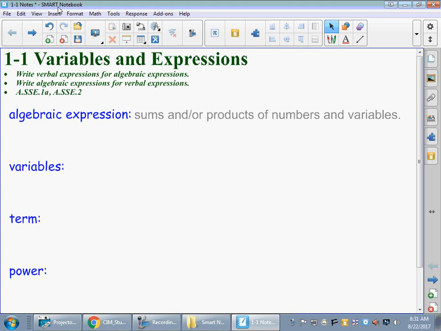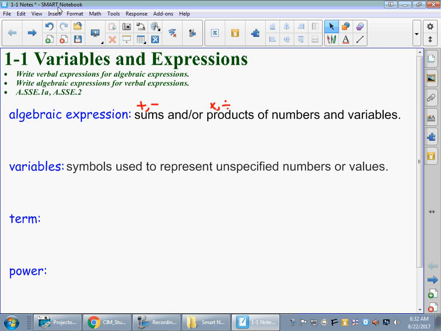Some vocab for us here. An algebraic expression is the sums and/or products of numbers and variables. Now I know it says sums, which implies addition, and I know it says products, which implies multiplication, but if you add a negative number, it actually brings in subtraction. And if you multiply by a fraction or a decimal of a number, it actually brings in division. When you take half of something, it's like dividing by 2. So technically, an algebraic expression is just adding, subtracting, multiplying, and dividing numbers and variables.